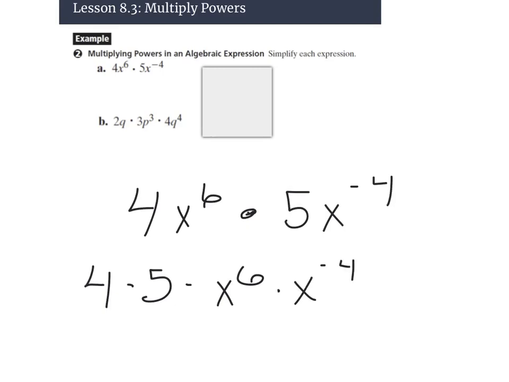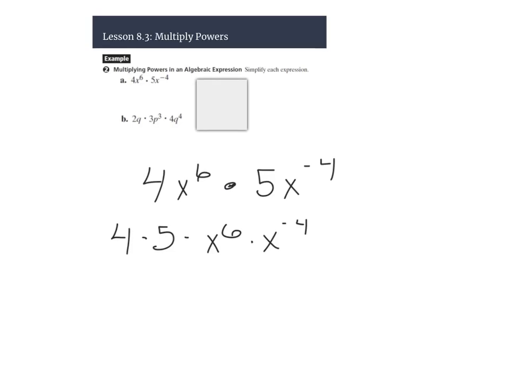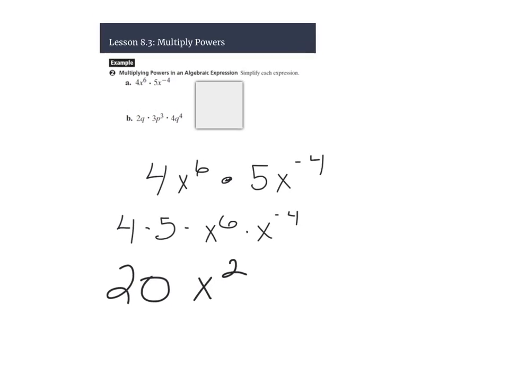Now that we have that rearranged a little bit, we can see that 4 times 5 is 20. And then using our multiplicative powers rule that we just learned, we can add our exponents of 6 and negative 4, and we get x squared there. So that is taking that 4x to the 6th times 5x to the negative 4th and simplifying it down so that we only see each base appearing once.